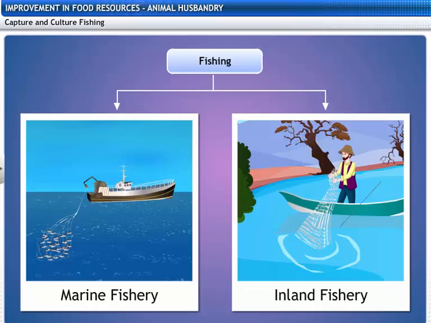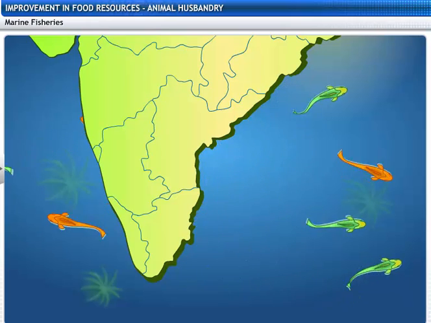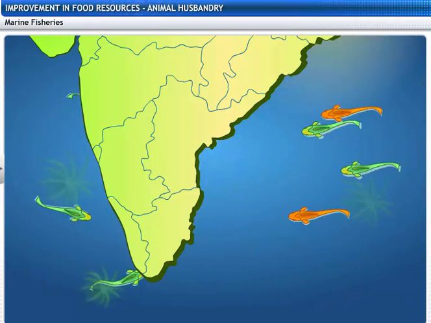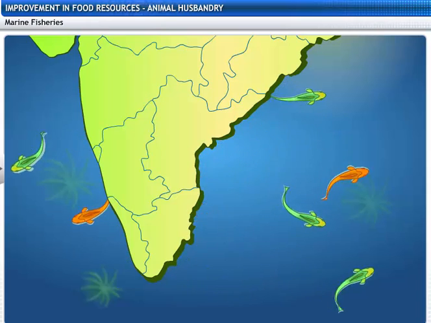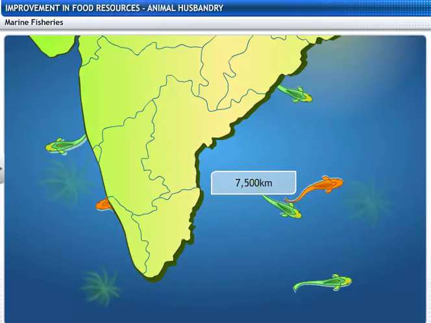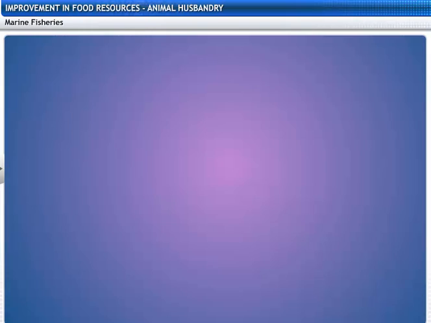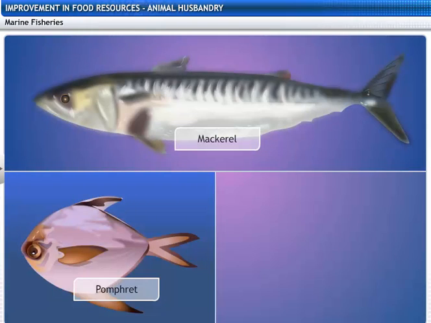Fishing is classified into two types, depending upon the resources used for fishing: marine fishery and inland fishery. Fishing in saltwater regions like seas and oceans is called marine fisheries. Marine fishing resources include 7,500 kilometers of the Indian coastline. Marine fish are caught using fishing nets. Popular marine fish varieties include pomfret, mackerel, and tuna.